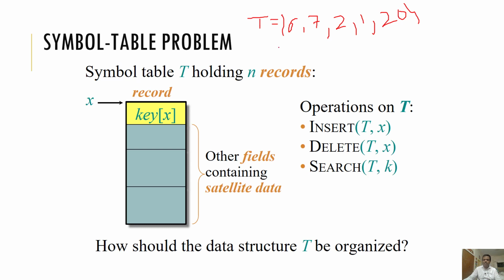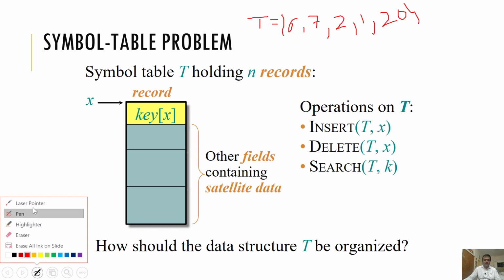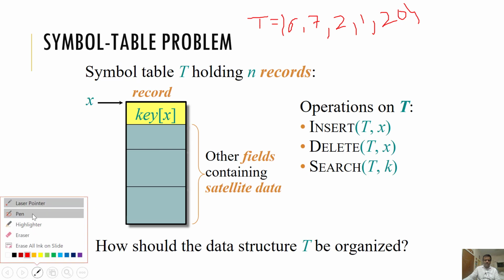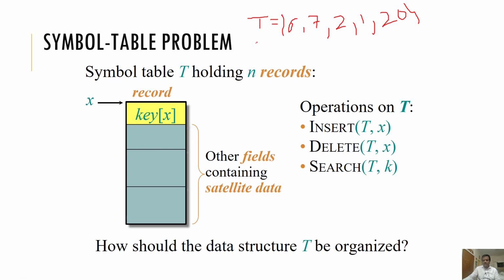These are the key values corresponding to some records. This one corresponds to some record X, this to some record Y, and this to some record Z. The records are in memory, but the operations we have to do are based on the key value. So these are the key values. Now if we use an array to store these records, we can just have an array of n numbers if there are n records.